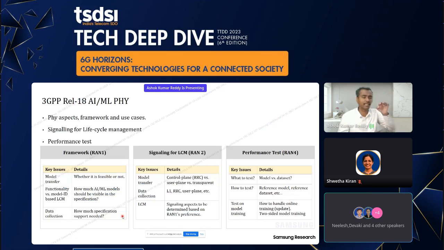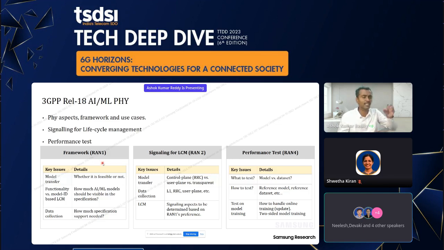So 3GPP had released the Release 18 study item, which studied AI and ML as a usage for air interface applications. Here, there were three groups mainly involved: RAN1, RAN2, and RAN4. Each of them tried to look at the important aspects of how to use AI for the air interface. RAN1 specifically tried to consider the physical layer aspects, and it tried to pick up a few use cases which are dominantly studied by various other researchers and see how to really deploy them in a practical system. That's the main objective of the five aspect and use case considered as well.